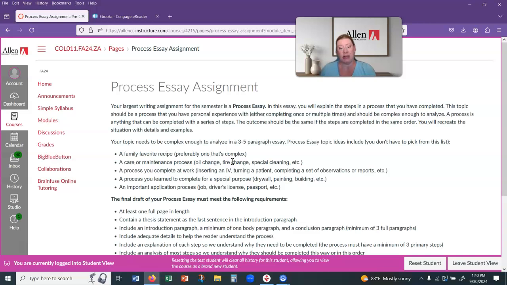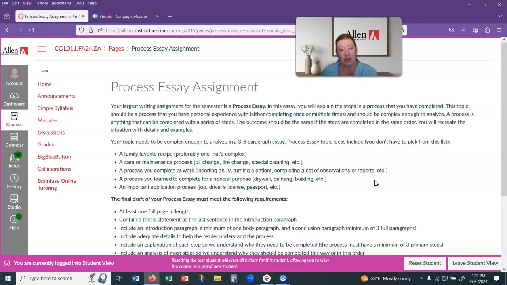A car maintenance process, I get a lot of tire changes, oil changes, things like that. So that would be a good topic to consider. Something that you do at work, I get quite a few of those as well. It might be, you know, you have to close at work every day, and so you go through the same process for your job to close down the building. It might not be interesting, but you definitely can use it. You might find it boring.